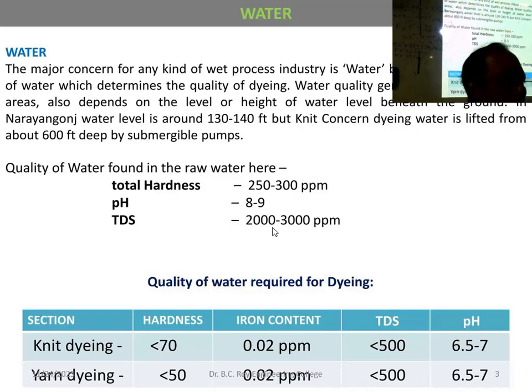Why? To make one standard. Instead of collecting information from all different things, if you make it a single parameter, it will be easier for you to compare. And that's why calcium carbonate equivalence is taken and it is called degree of hardness of water.